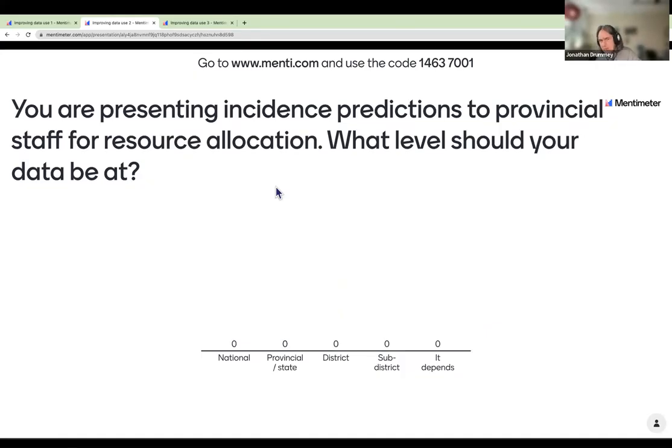So if you're presenting incidence predictions to provincial staff for appropriate resource allocation, what level should your data be at? As a question, should that be at the national level? Should it be at the provincial level? Should it be at the district level, sub-district, or it depends?